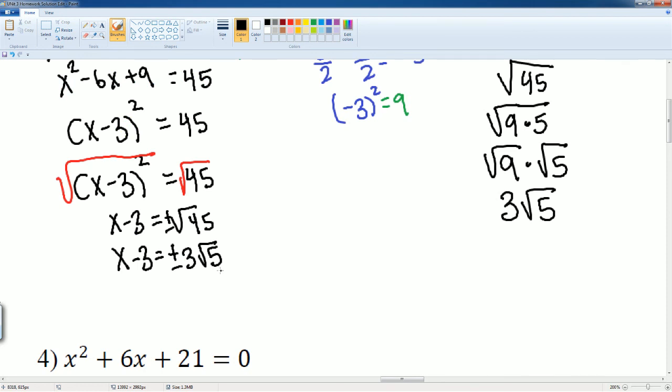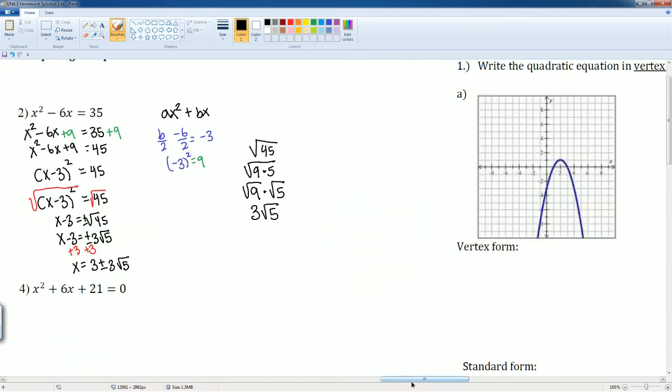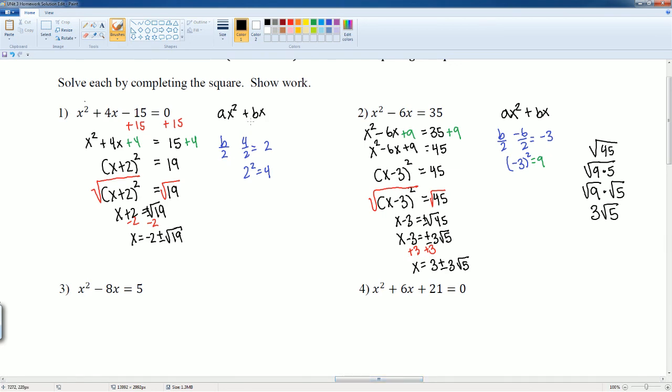x is not alone. You still have to add that 3 to both sides. It becomes x is equal to 3 plus and minus 3 radical 5. There you go. And that is number 1 and 2 on completing the square.